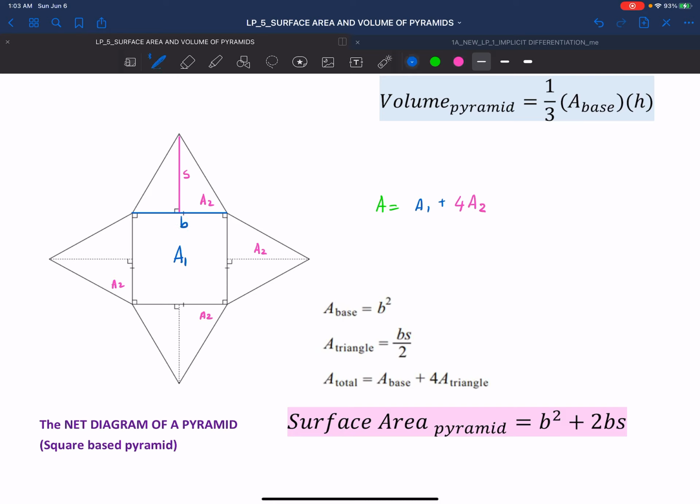Then we're going to say that the total area would be equal to area of the base plus the areas of the 4 triangles, or B squared plus, and you're probably wondering where 2BS comes from. So remember that the area of one triangle was B times S divided by 2. But when we take 4 times of this area, then the 4 and the 2 will simplify to give the number 2 that you see before the product B times S.